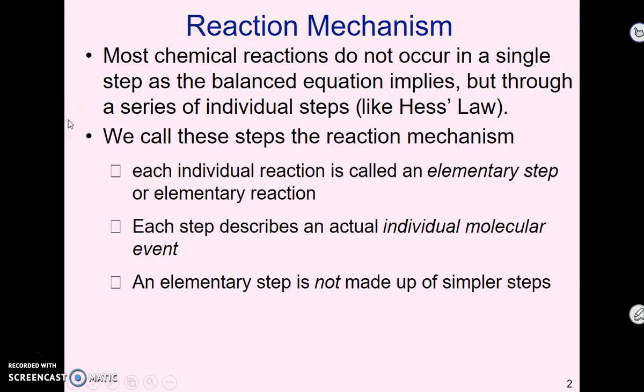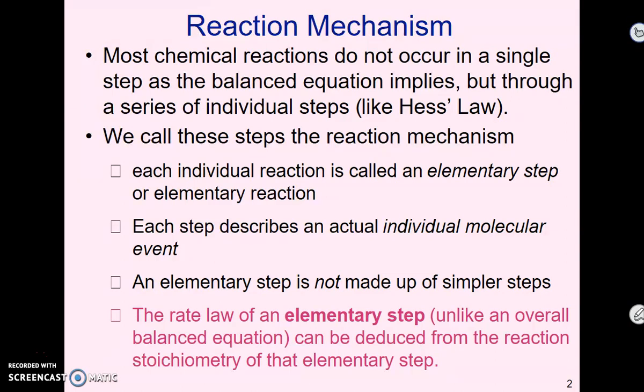Now, each individual step of a reaction mechanism is called an elementary step. Each step describes a molecular interaction between molecules, usually collisions. And elementary steps cannot be broken up further. They're the simplest they can be.